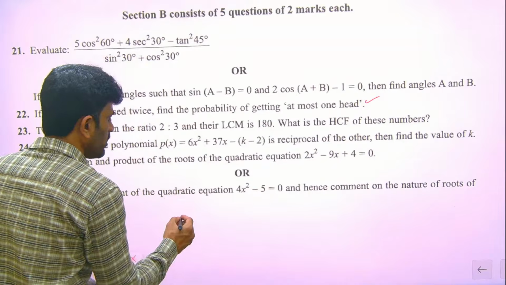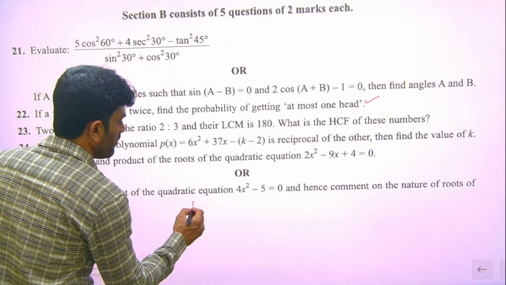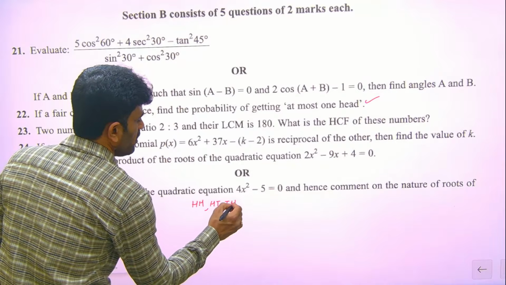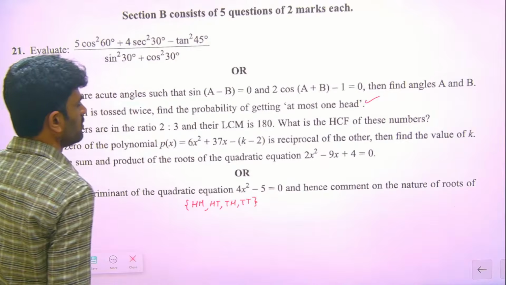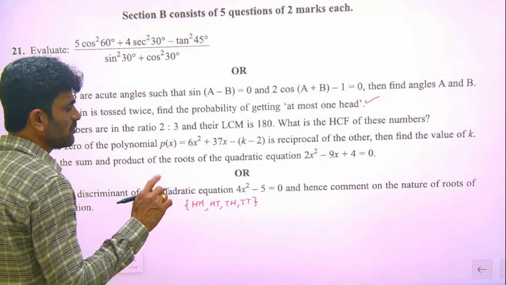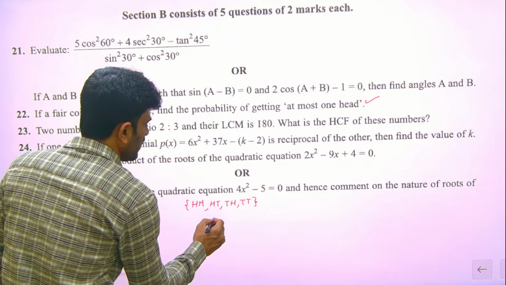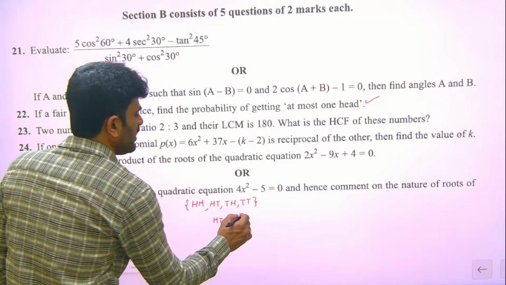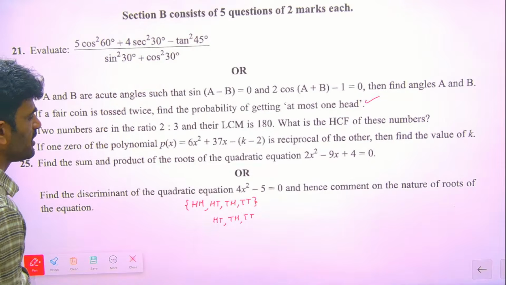At most one head. What are the possible outcomes we have here? I am writing: HH, HT, TH, TT, because there are 2 coins. And what happens? At most 1 means what? Maximum 1 we should have. Maximum 1 means HT we have, TH we have, TT also. You should not have more than 1. You can have less than 1.